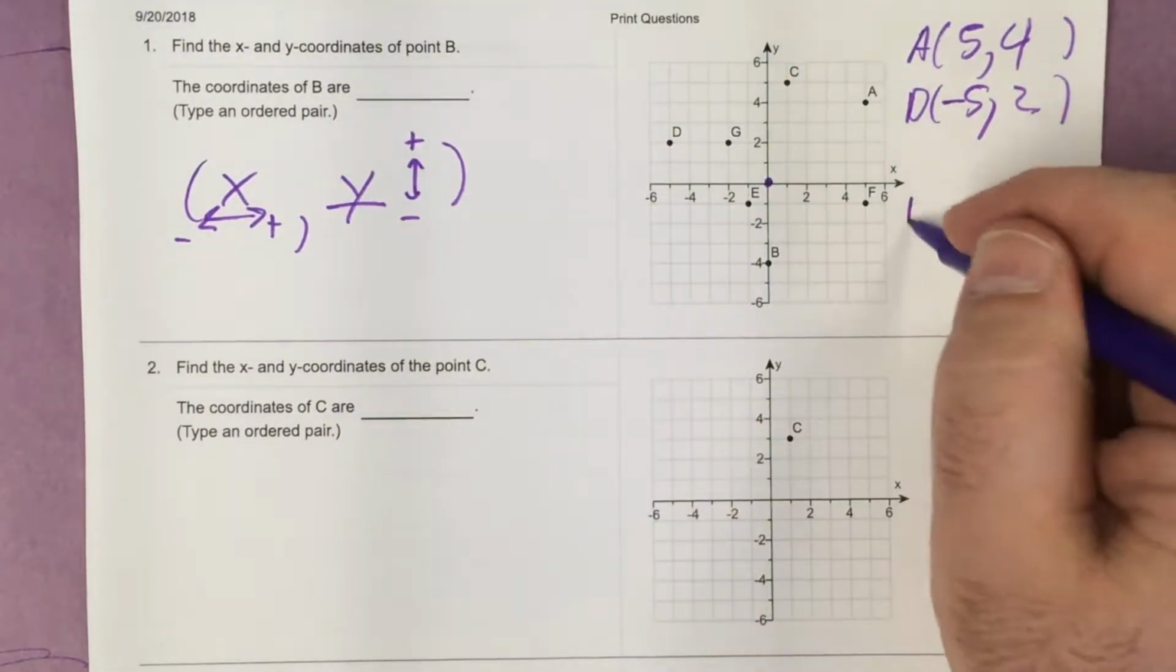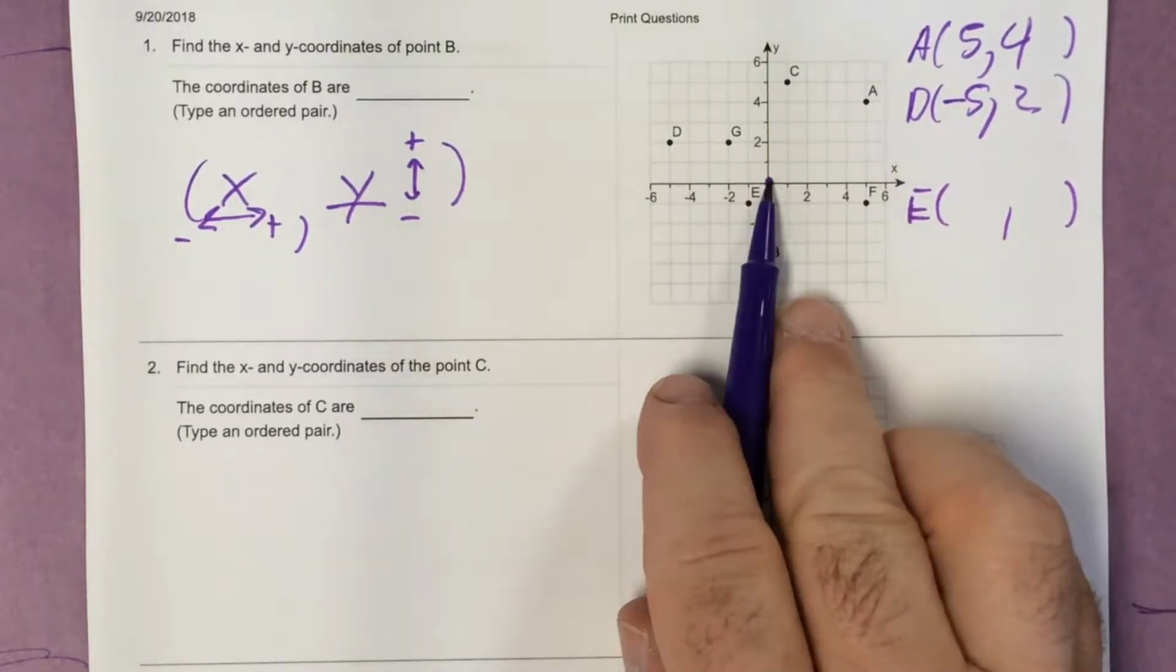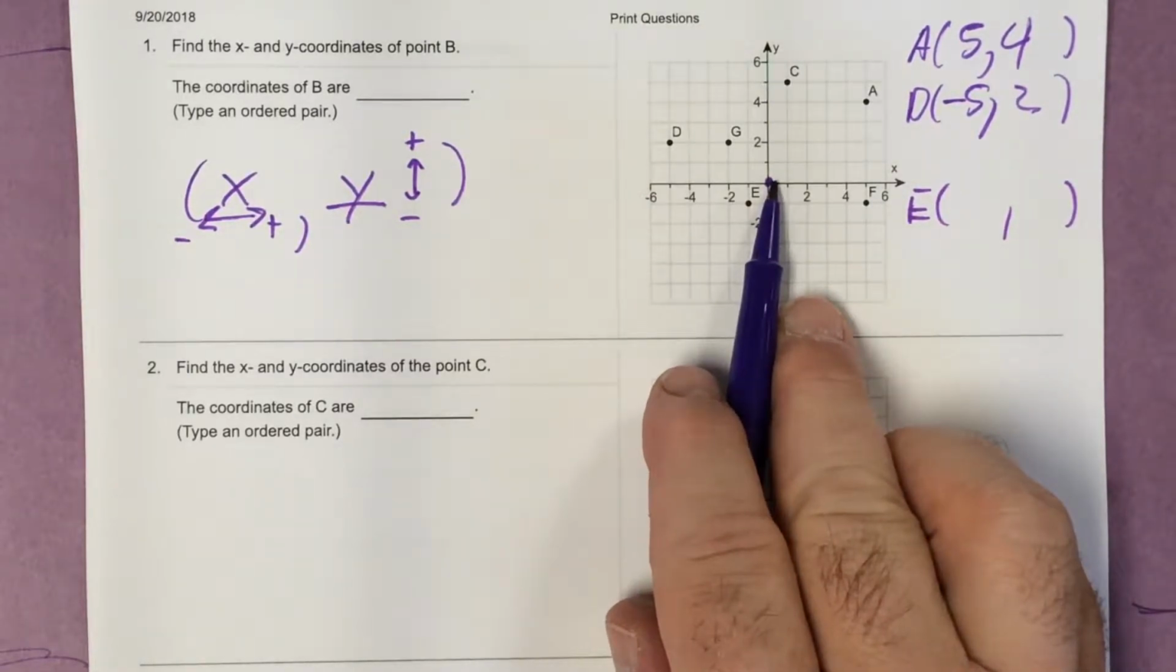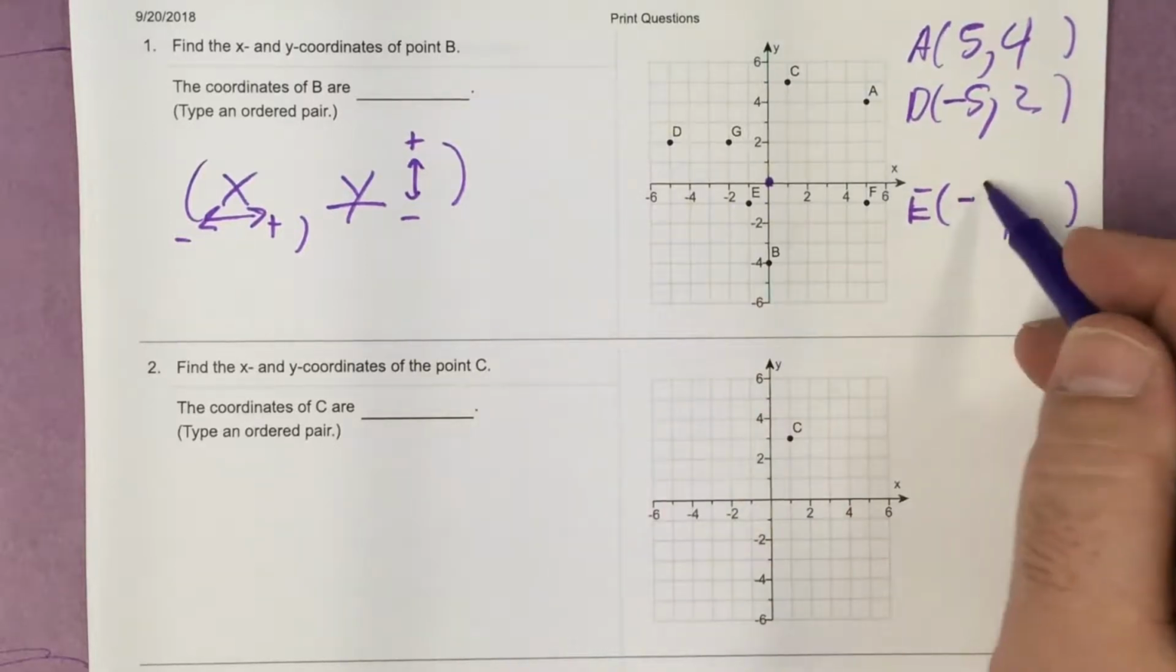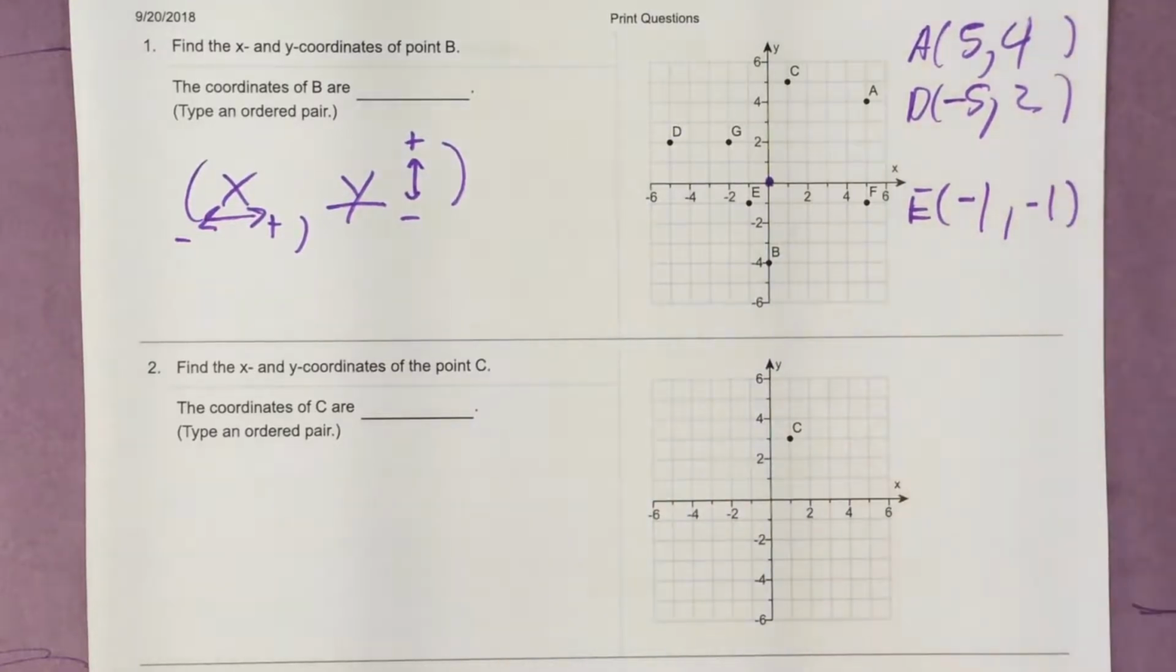And now I'm going to look at point E, see how we find the coordinate of that. That's the point right here. So I'm going to go to the left first. I never go up or down first. I go either left or right. I go to the left 1. Because I'm going to the left, that's going to be negative 1. And now because I'm going down 1, I am going to count that as being a negative value also.